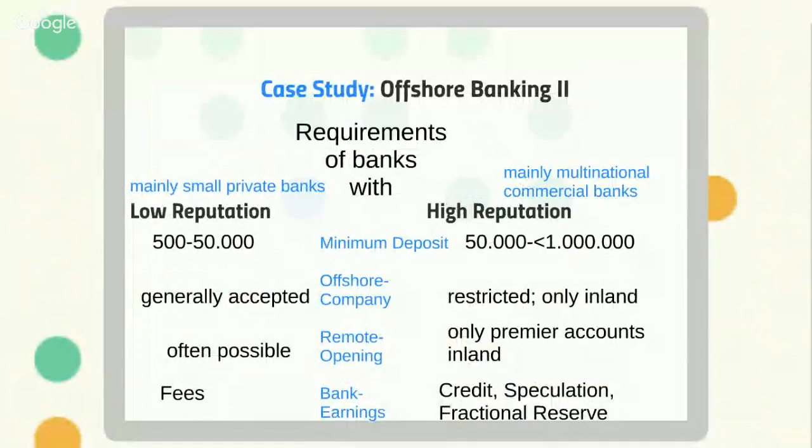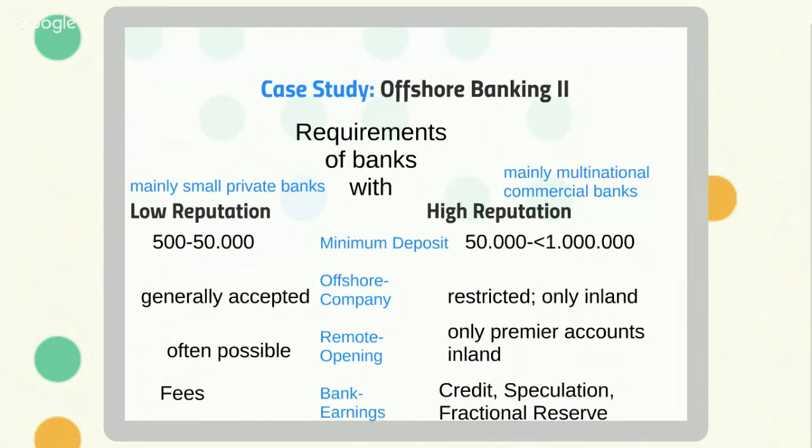So what are the requirements of banks in offshore banking? Well, it's hard to generalize, of course, but there are two different types of banks. The one are banks with a lower reputation, and there are banks with a higher reputation. The lower reputation banks are mostly small private banks in mostly small states as well. And there are, on the other hand, these big multinational commercial banks you might know with a high reputation.